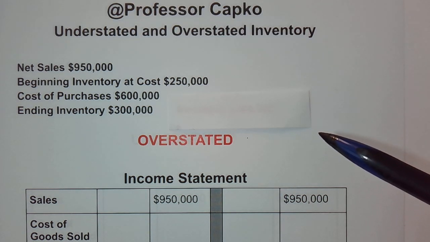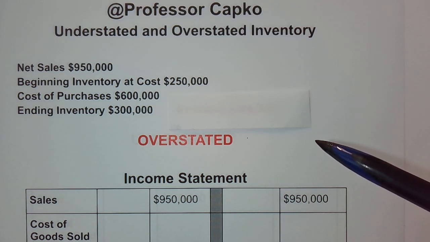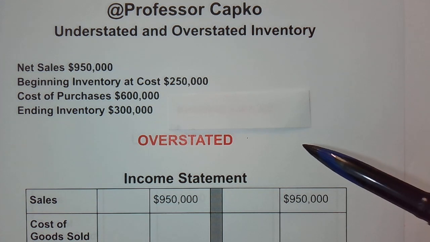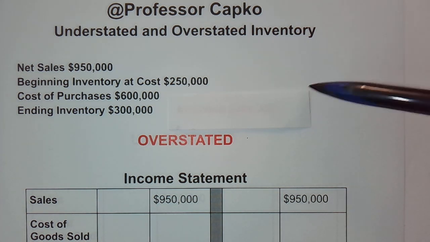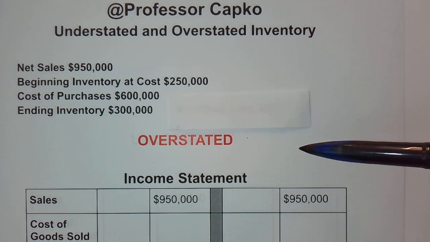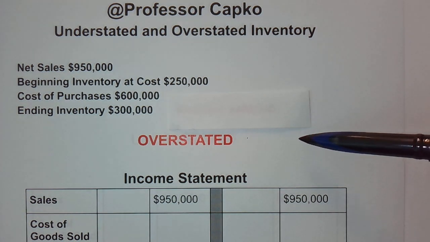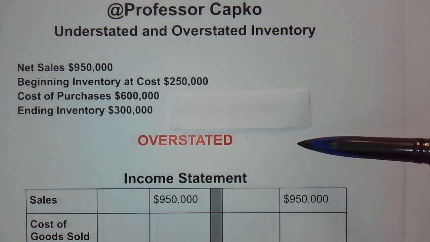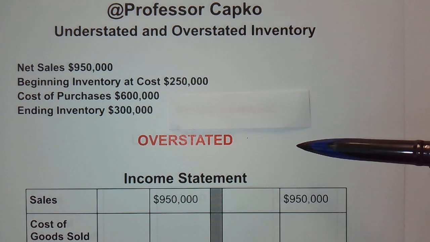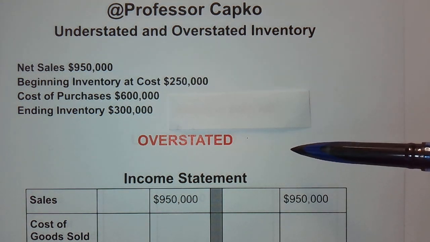Hello everyone. Today we're going to talk about understated and overstated inventory. Often you'll see problems like this where an item such as inventory or some other thing has been overstated or understated. In other words, there was an error made in counting an inventory. This will have an impact upon gross profit.